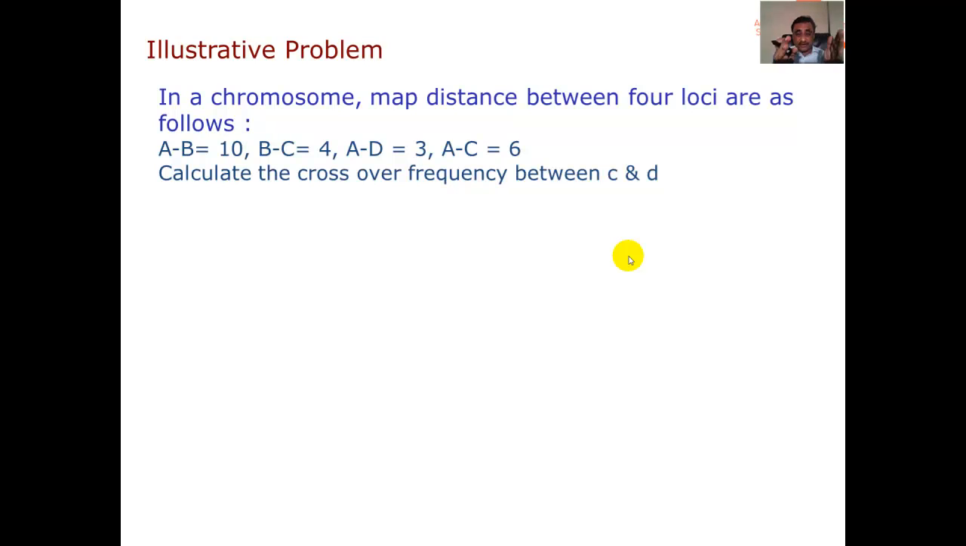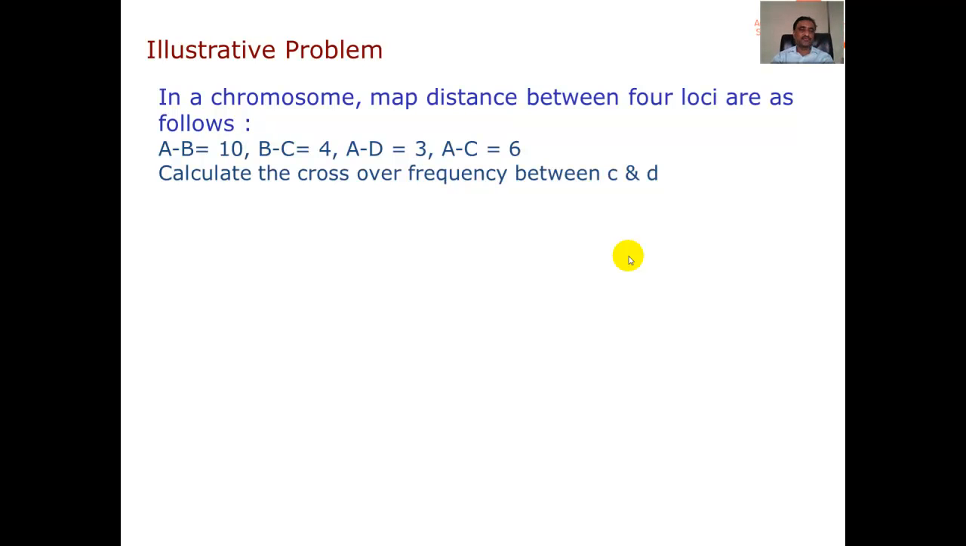Now, this is another type of question that is asked. In a chromosome map, the distance between 4 loci are as follows. Between A and B 10, that is 10 map units, BC 4, AD 3, AC 3. Now you have to calculate the crossover frequency between C and D. Actually, this is not a problem of biology. This is a problem of mental ability. Okay, just see how we can solve it.